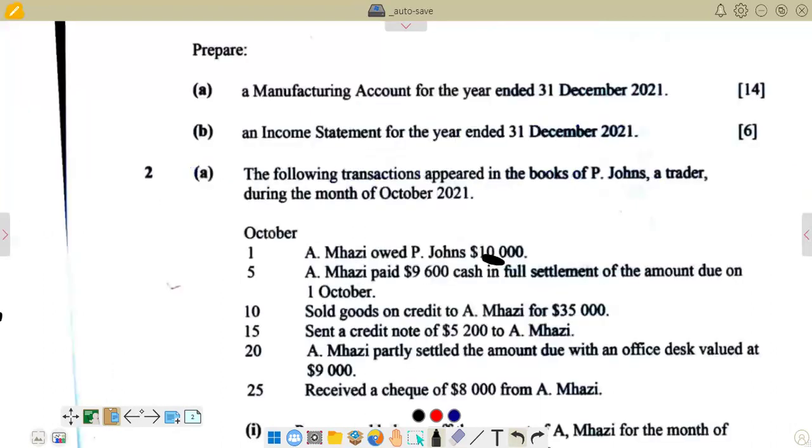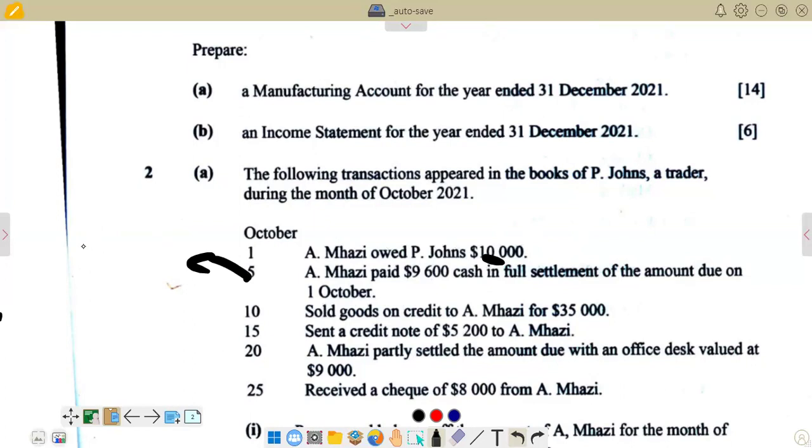We go to the next date and see what happened. On October 5, A. Mazi has paid $9,600 cash in full settlement of the amount due on 1 October. The amount due on October 1 is 10,000, and A. Mazi has paid 9,600 out of the 10,000. Having the payment now, the double entry involved on October 5 is that we are receiving cash as a business. Taking yourself as P. Jones, in P. Jones's books they are receiving money of 9,600.